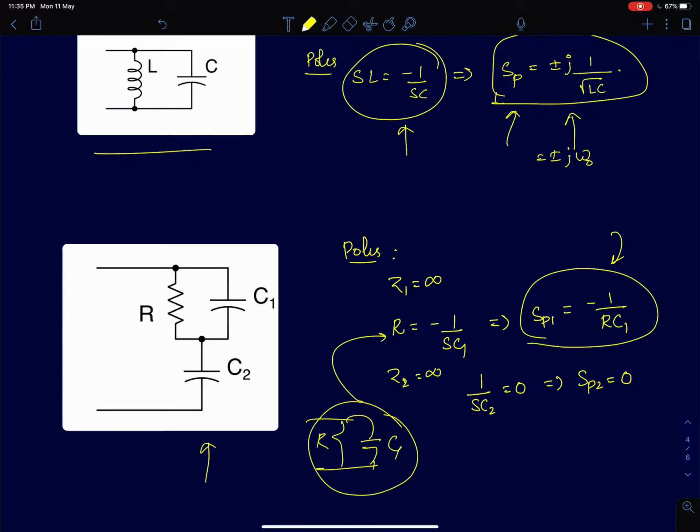The other condition is the second impedance blowing up to infinity. Can Z2 become infinity at any point? These are two impedances in series, so I'm using the condition of Z1 equal to infinity at some value of S, and Z2 equal to infinity at a different value of S. So can Z2 become infinity? I just have to substitute 1 by SC2 equal to infinity, and then the location of the pole happens to be 0. So this circuit actually has two poles, one at S equal to 0 and one at minus 1 by RC1.